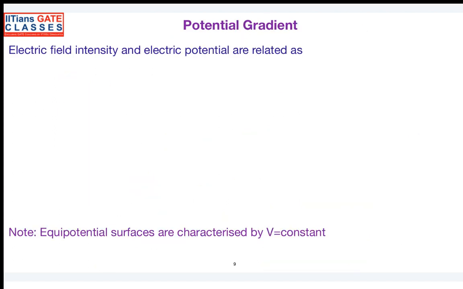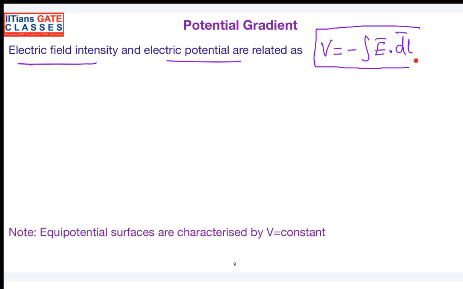So far, the moment you know the electric field intensity, you integrate it to get the potential. Now this is the reverse case. There are some cases where you know the potential and from that you have to derive the electric field intensity. How to do that? First of all, what is the relation between electric field intensity and electric potential? We know that electric potential is the negative of the line integral of electric field intensity. This is what we know.